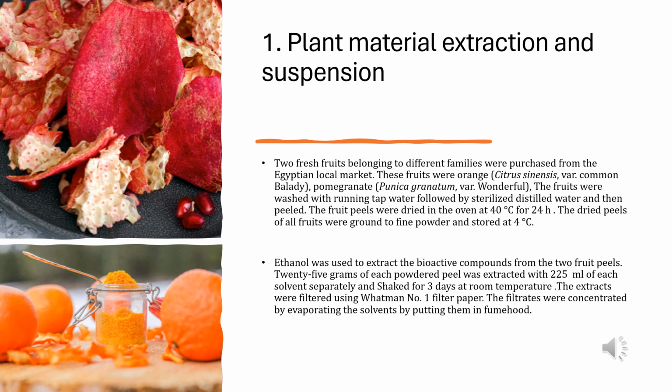we kept them for shaking with ethanol solvent for 3 days, and the measurement that was used was 25 grams of powdered peel with 225 ml of ethanol. The peels were then filtered and extracted by using Whatman filter and extraction funnel. Then they were put in the fume hood for evaporation. This evaporated and extracted material will be used for our further process.